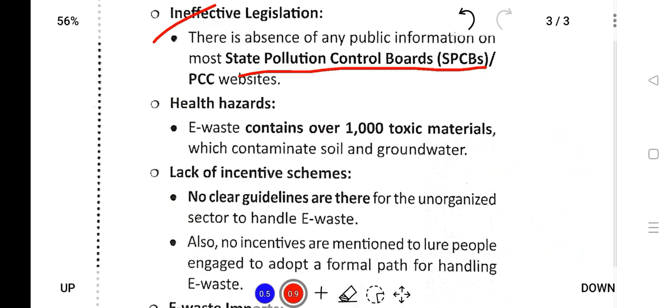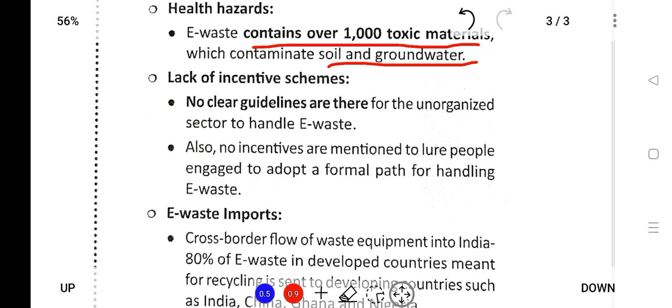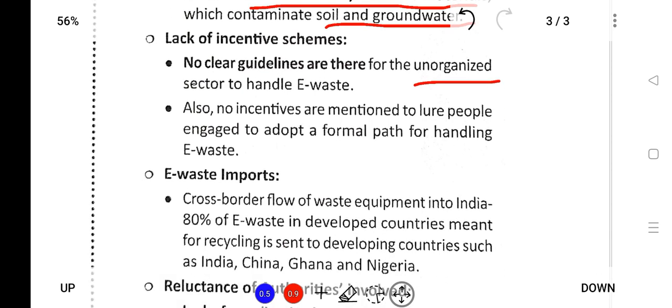So e-waste contains about 1000 toxic materials, and this contaminates the soil and the groundwater, making it unfit for drinking. The lack of incentive schemes. There are no proper rewarding schemes for handling of e-waste. That is, when people collect the e-waste, they are not compensated properly for their actions. So mostly the unorganized sector has done it, and this has resulted in backfiring of this e-waste collection scheme.